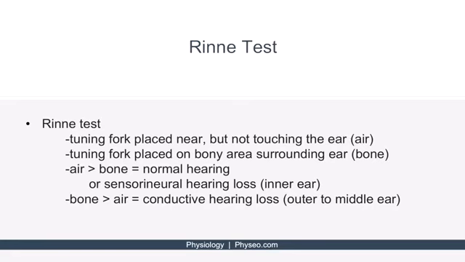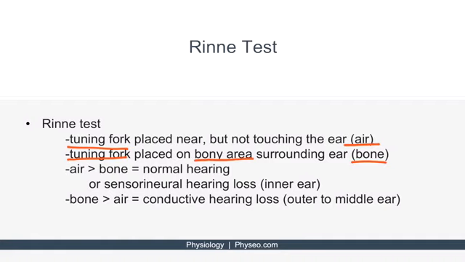Now let's talk about the Rinne test. This is a hearing test, and it's performed by taking a tuning fork and placing it near but not touching the ear. So the sound is just traveling through the air. The other portion of the test is where you take the tuning fork and place it on a bony area surrounding the ear. So sound is transferred through the skull. And what you get is an air to bone ratio.